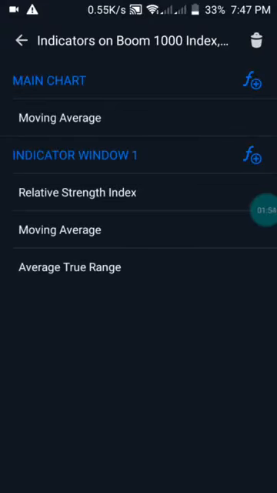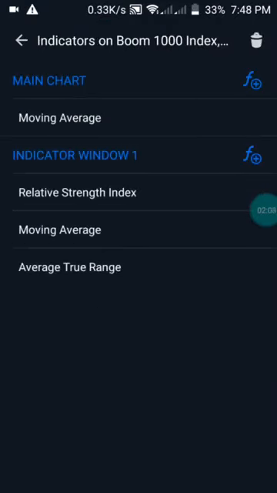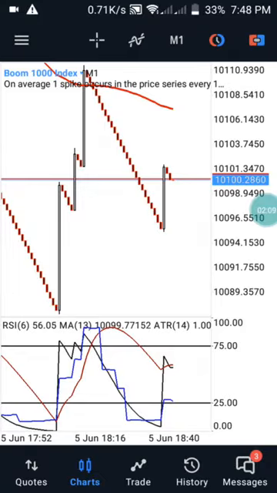The last setup is our average true range, with a period of 14. We have our style in blue color. You see this? Then you press done. After doing this, you will have the same settings as I have here on your chart.